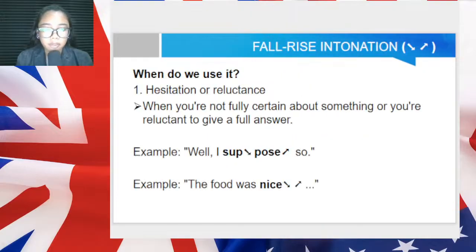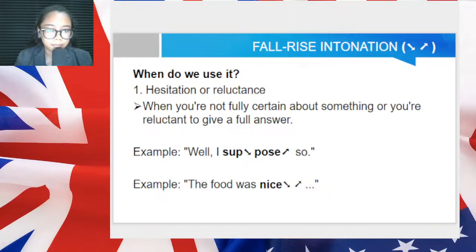Next, we are now beginning our detailed examination of the specific contexts in which fall-rise intonation is employed. This intricate melodic pattern, characterized by its pitch falling and then immediately rising within a phrase, serves various nuanced communicative functions. The first and a very common application is to convey hesitation or reluctance. That's the first, hesitation.